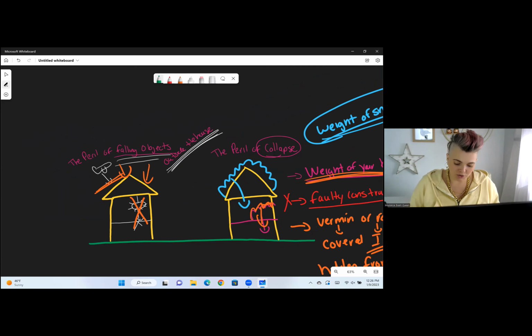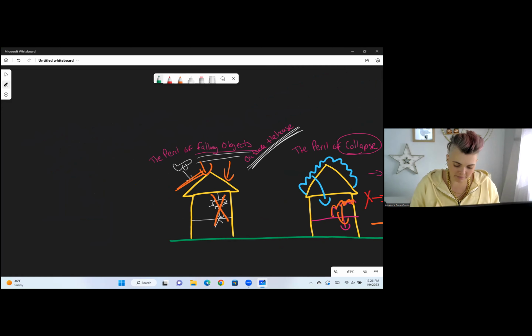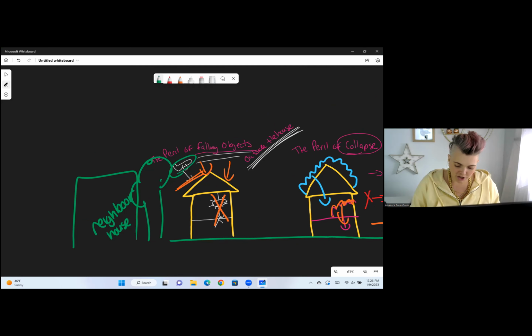So one other thing too about falling objects is it might not just be an airplane. One example that we have seen on the exams could be your neighbor's house is right here, and your neighbor may have a tree. If their tree falls on your house, that would be considered a falling object because it's coming from outside the house. And your homeowners would cover it under falling objects.